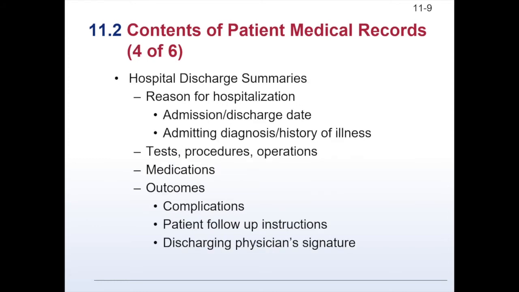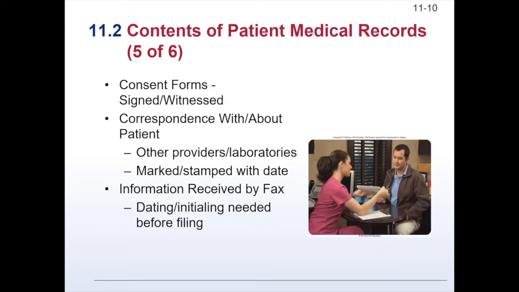Hospital discharge summaries. Hospital discharge summaries include the following: reason for hospitalization, containing admission and discharge date and admitting diagnosis, as well as history of illness, tests, procedures, and operations, medications, and outcomes including complications, patient follow-up instructions, and discharging physician's signature. The discharge summary is an important document in the patient medical record because it chronicles time spent in an acute care setting. All information gained can assist the treating physician to understand ongoing concerns. Consent forms. These must be signed and witnessed.